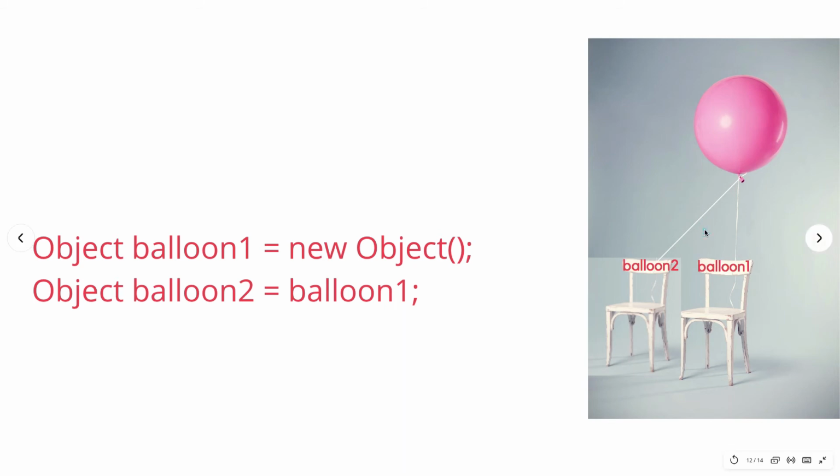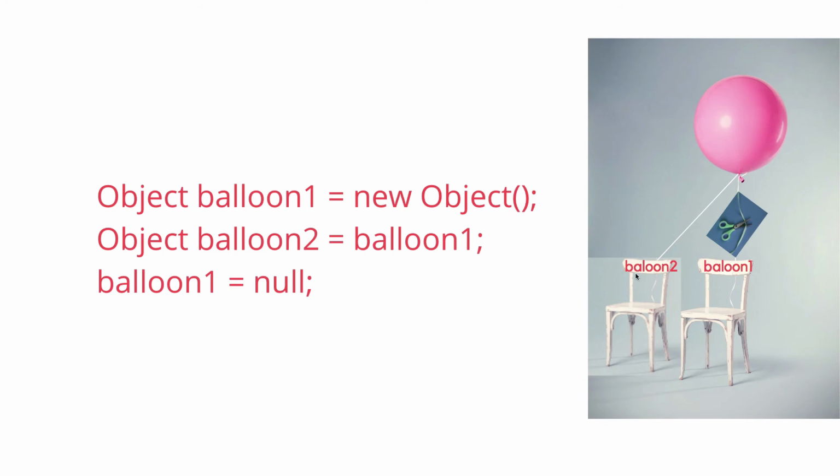Because remember that every time you use the new keyword, that is when you get a new balloon. We didn't use a new keyword here. We just assigned this balloon 1 to balloon 2. So since there is no second new keyword, you're not going to get a second balloon. It's the same balloon which is tied to the second chair. Second chair also is tied to the same balloon. So this balloon is now tied to 2 chairs.